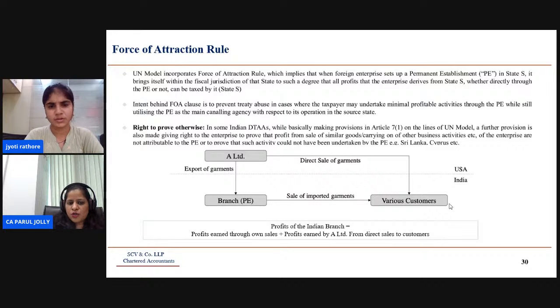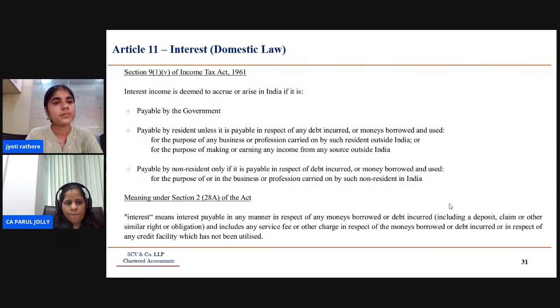the Indian branch will not only include the profit which is earned through its own sales, it will also include the profits earned by the foreign enterprise, the USA entity, from the direct sales to customers in India. So this is force of attraction. Force of attraction rules apply based on the language of the rule given in the treaty. So one has to be very particular while reading a particular treaty and applying this force of attraction rule. So this was about the main business income.